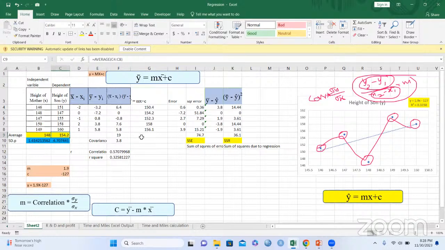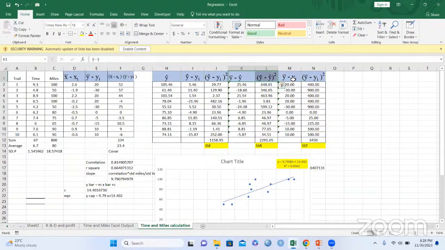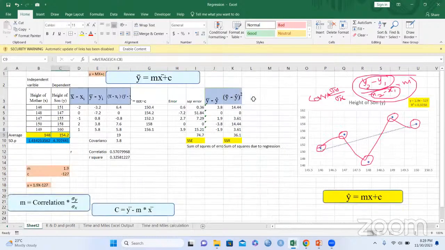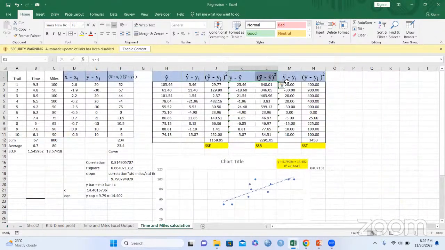Okay, the next value is the sum of squares total. That is the last one which we have to find out. That is the difference between y bar minus yi. So y bar minus yi, I'm just taking this one.